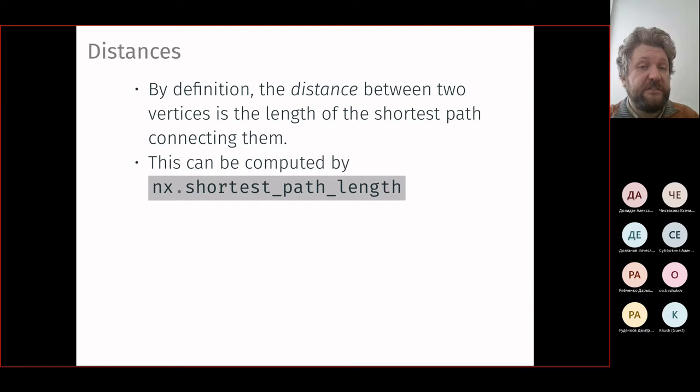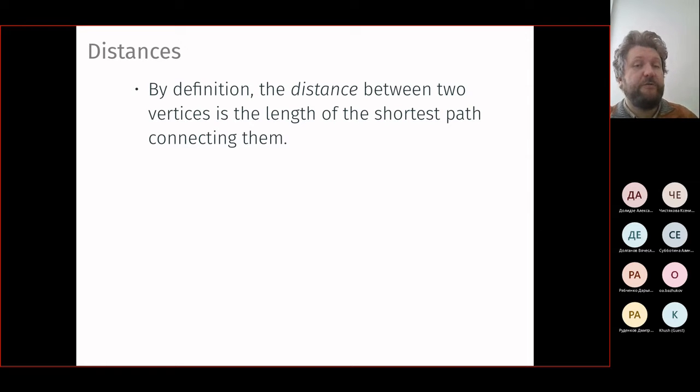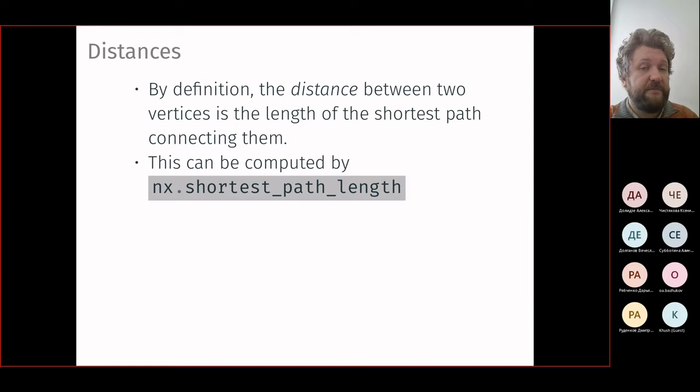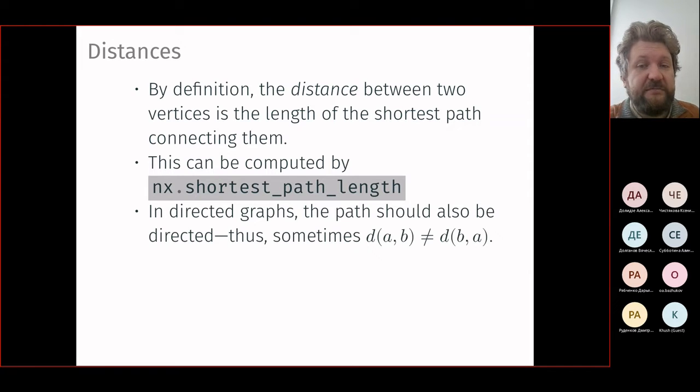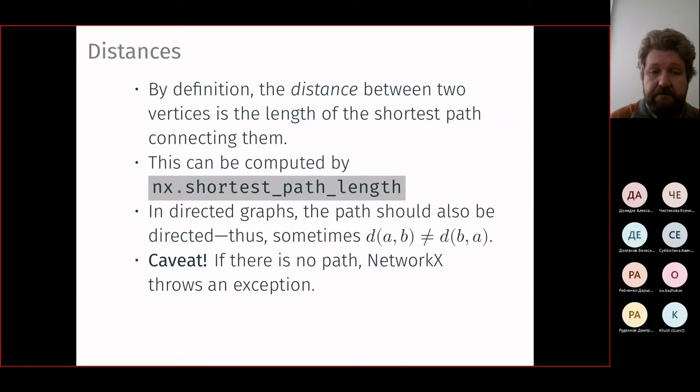We can also compute distances. By definition, the distance between two vertices is the length of the shortest path, and it's computed by the usual thing like that. In directed graphs, this could be asymmetric, because the paths should be directed, and there could be a possibility that A to B is connected by a shorter path than B to A.